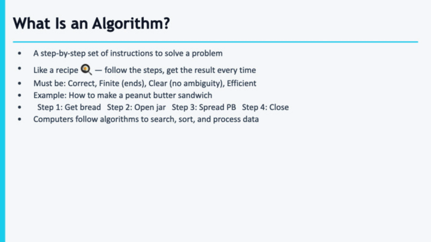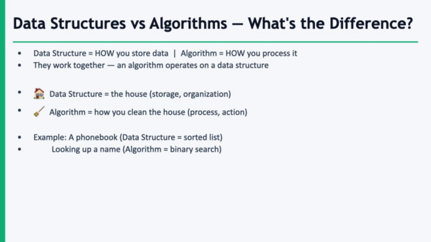Think about making a peanut butter sandwich. You have to get the bread, open the jar, spread the peanut butter, and then close it. Computers follow similar logical steps to search for information or sort a list of names. The main difference is that a data structure is how you store the information, while an algorithm is how you process it. They work together because an algorithm always operates on a specific data structure.